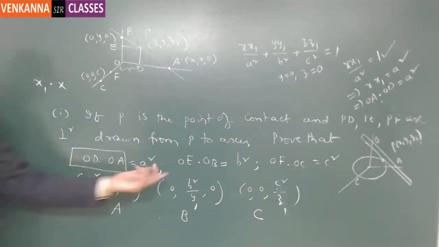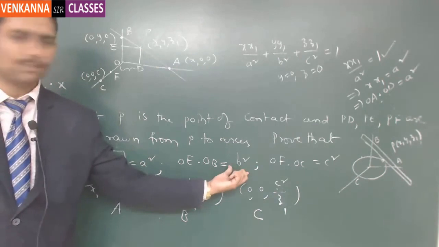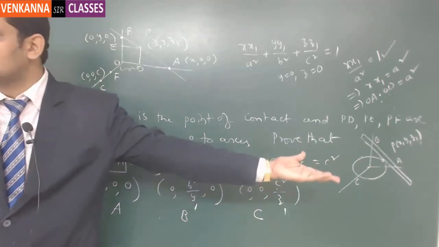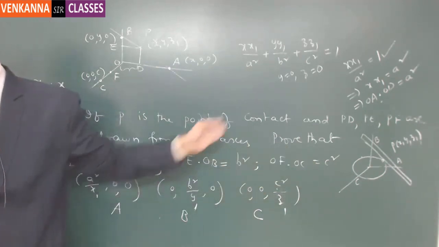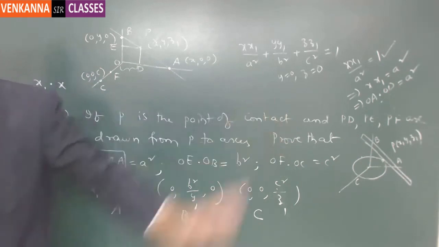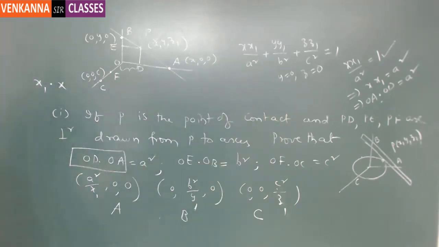Similarly, the other things will come. OE, OB is equal to b square, OF, OC is equal to c square from the y-intercept as well as the z-intercept. That's all. The second part is very simple one. Nothing is there to prove. The first part is somewhat interesting if you consider the logic.